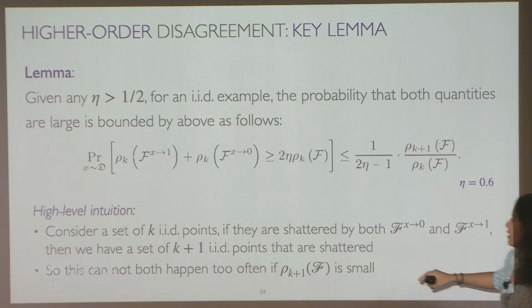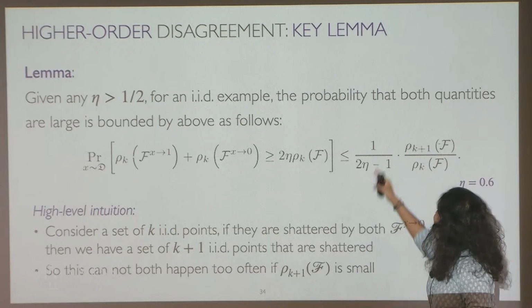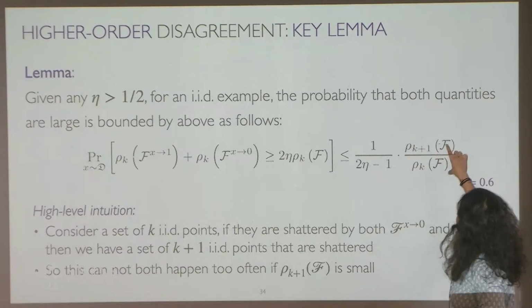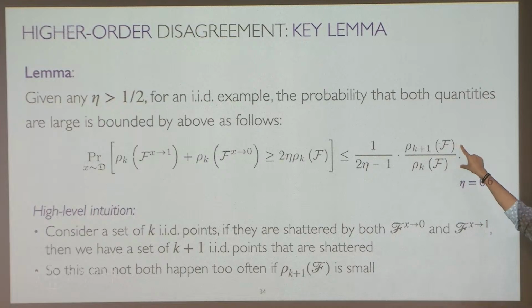So since for IID points this can't happen too often, there's some ratio with what you're paying. And that's why we have to keep this ratio small enough, like 1 over t, so that we can only have a constant number of mistakes. So this is basically the idea. It's actually not 4 or 5 lines to prove this. It's not using anything sophisticated other than the definition of shattering.